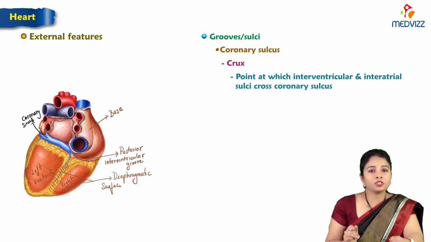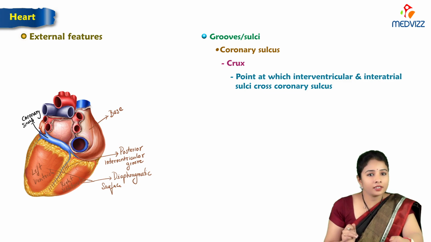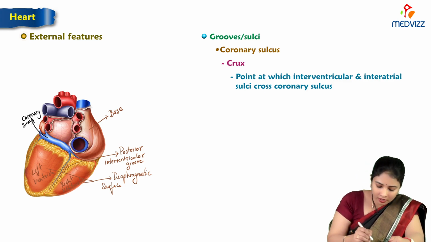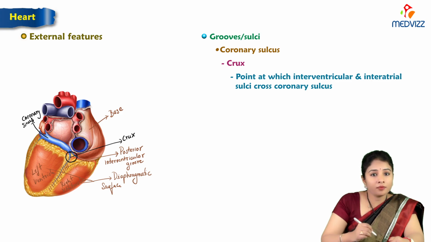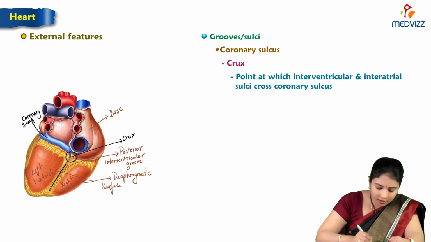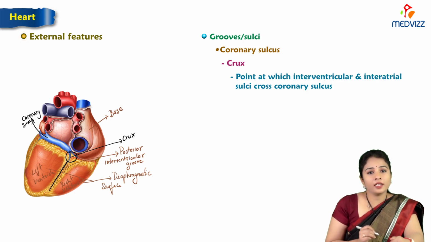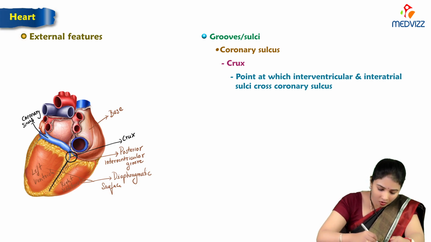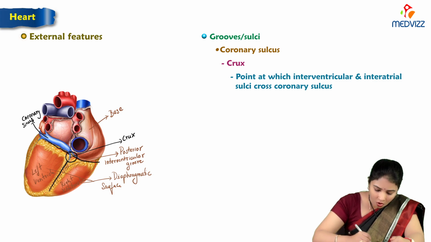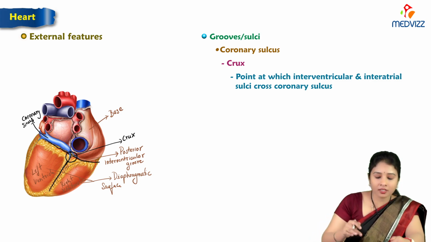Crux is the point at which the interventricular and interatrial sulci cross the coronary sulcus. So this point is called the crux of the heart, where we can see the interventricular sulcus, and the interatrial sulcus, which is between the right atrium and the left atrium, and also the atrioventricular sulcus. So this is the left atrioventricular. This is the right atrium. All the 4 points meet here at the crux of the heart.